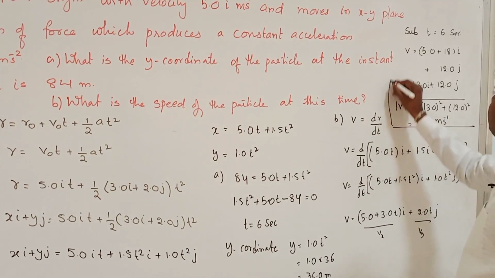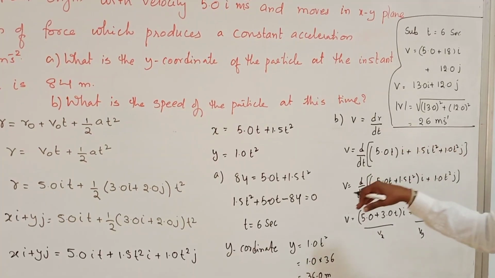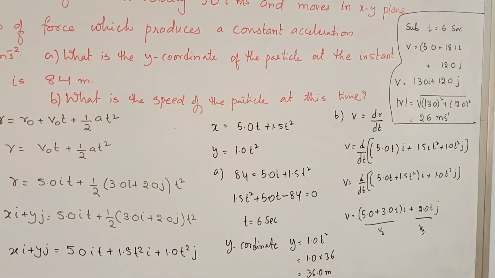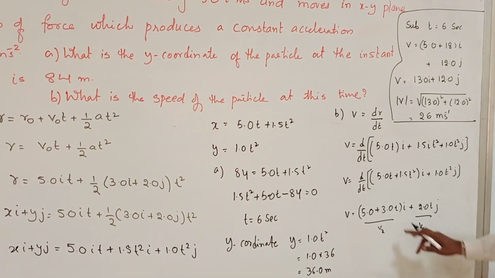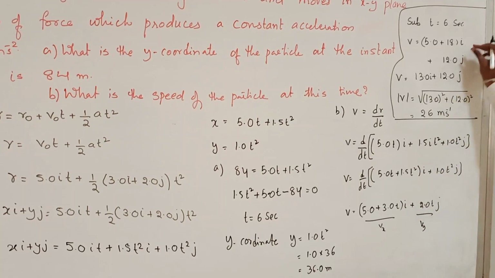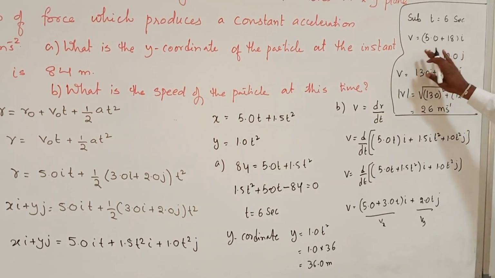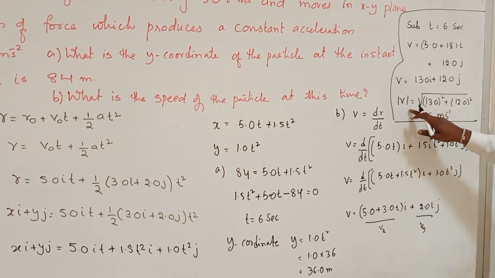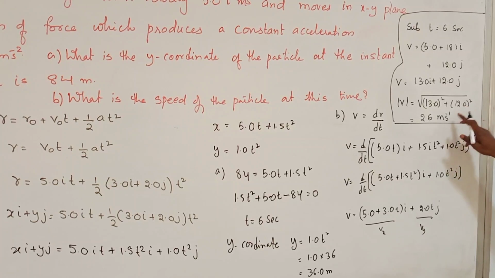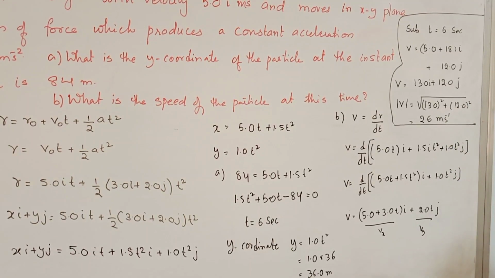This is the answer. So for the x-axis the time is the same, for the y-axis the time is the same. Don't write tx and ty here. Simply, the t has been substituted over here, and we get the exact vector form at the instant t is equal to 6 seconds. Then this is the vector form. Then we calculated the magnitude, which came out to be 26 meters per second.